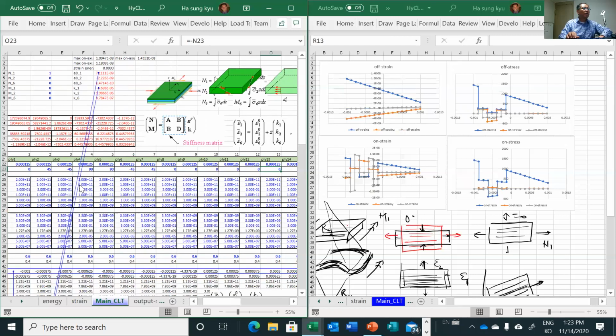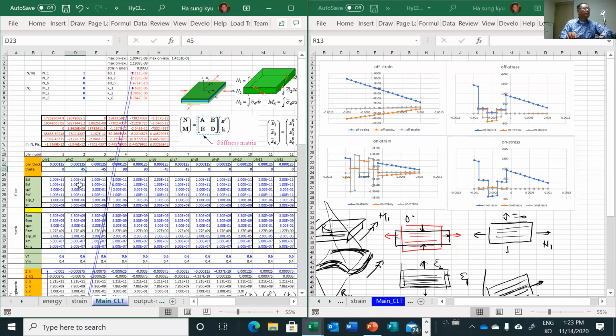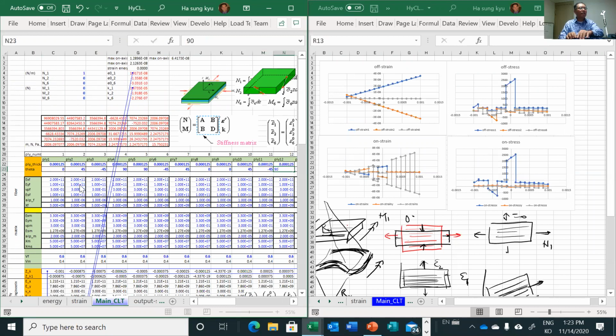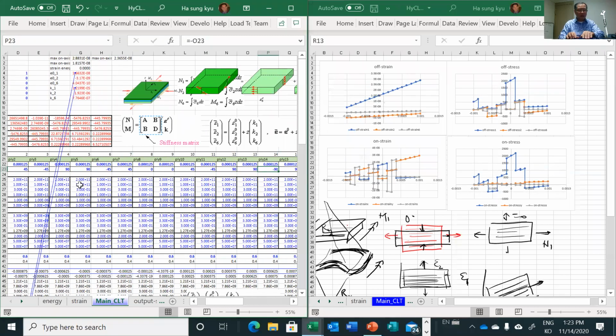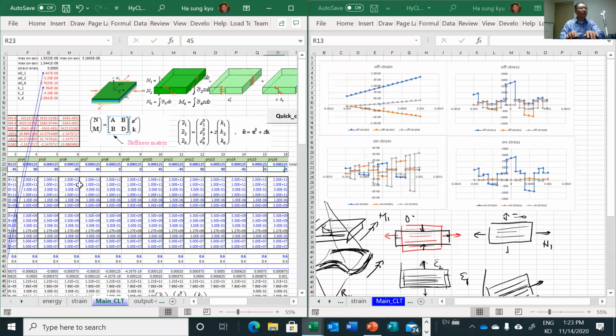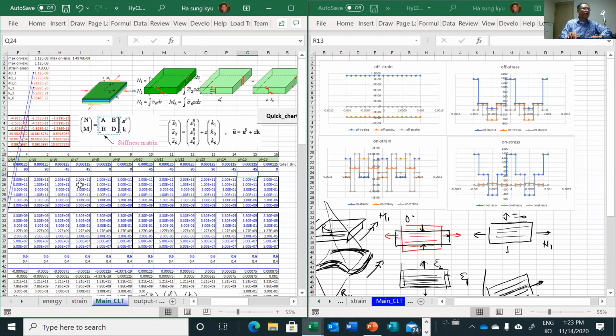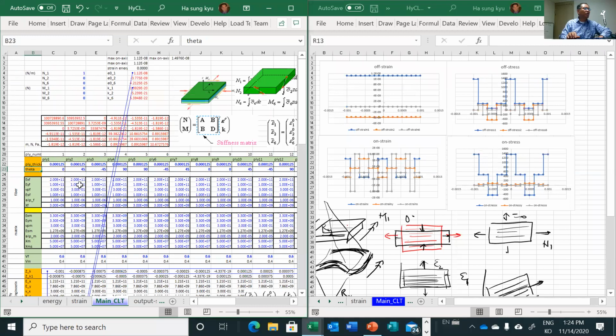A very well-known layup is 0, plus and minus 90, 45, minus 45, and 0, 45, minus 45, and 90, 90, minus 45, 45, and 90. This is a very famous layup sequence. It is called quasi-isotropic. I will explain further why it is called a quasi-isotropic laminate.